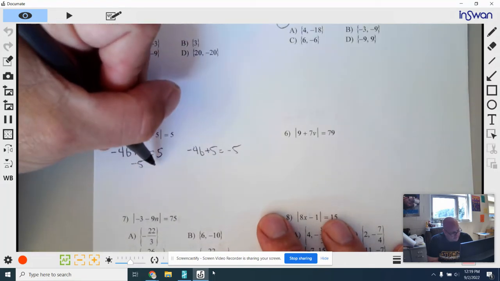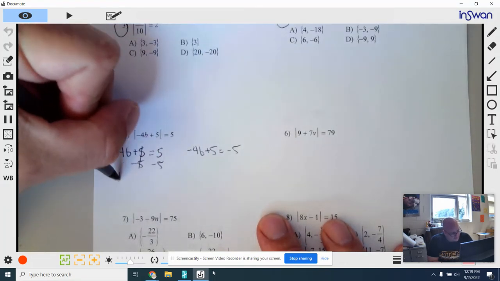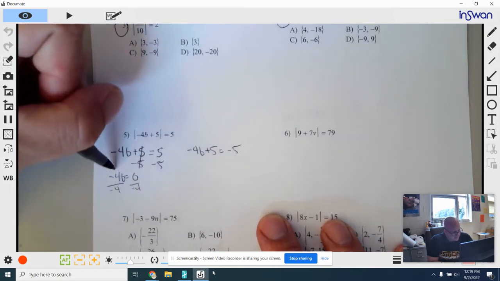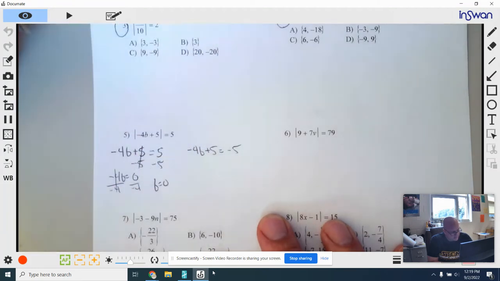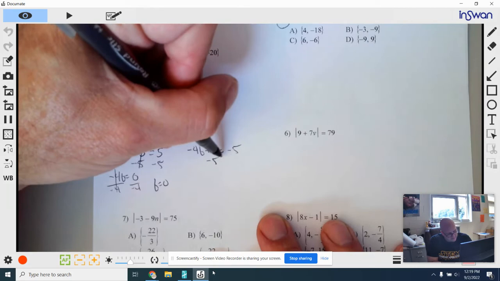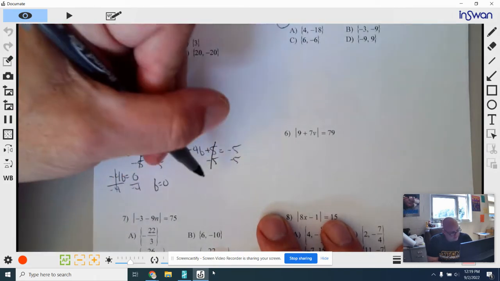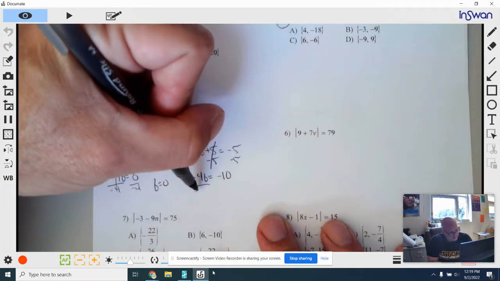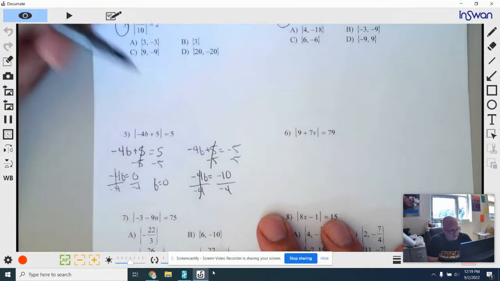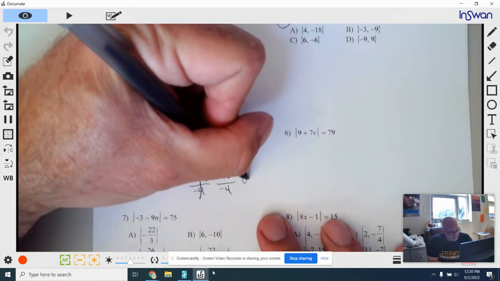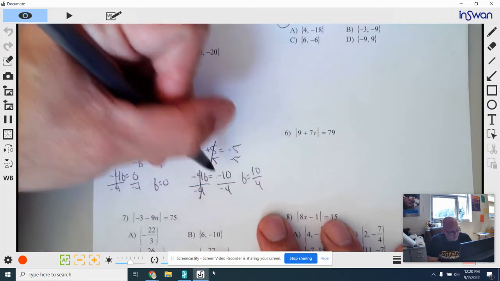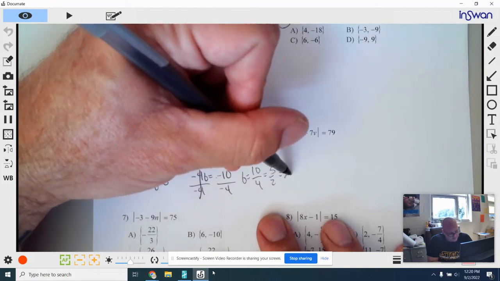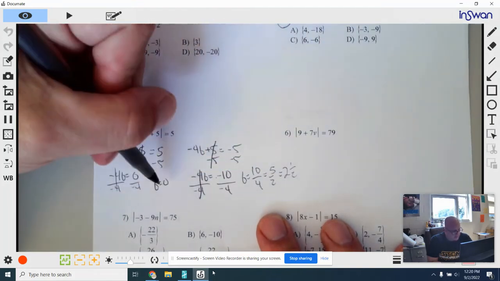Okay, so I'm going to subtract 5 here. Cancels. I get negative 4b is equal to 0. And if I divide by a negative 4, the answer is still going to be a 0. So b is equal to 0. Come over here, subtract 5, cancels. You get negative 4b is equal to a negative 10. Okay, and then divide by a negative 4. That cancels out. So you get b is equal to positive 10 over 4, because negative over negative. That's going to reduce down to 5 over 2, which is 2 and 1/2. Okay, so we got two answers, 0 and 2 1/2.